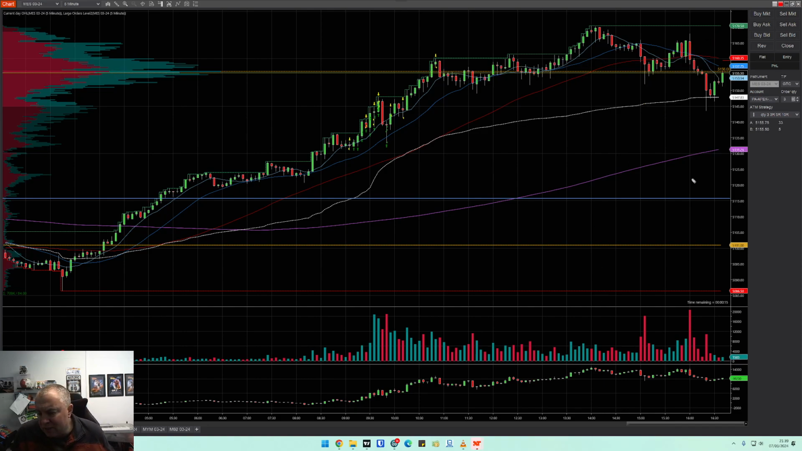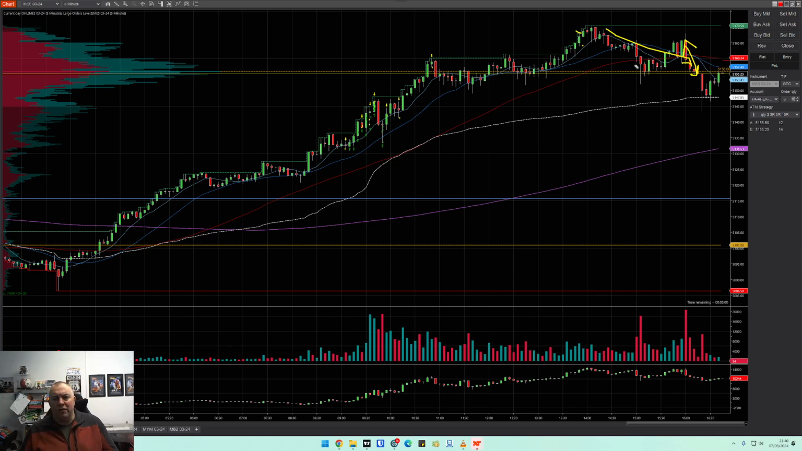So that's it really. Those two stops which I took trying to find that top probably didn't make up for that winning trade there. So it's probably about a break-even trade really. But the point is, I should have stopped trading there. I didn't need to trade up here.